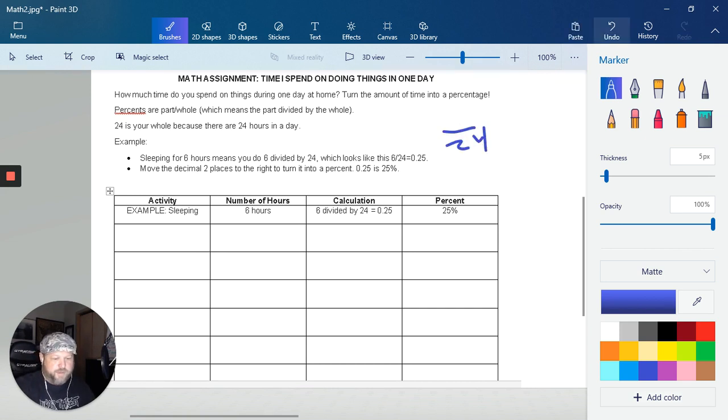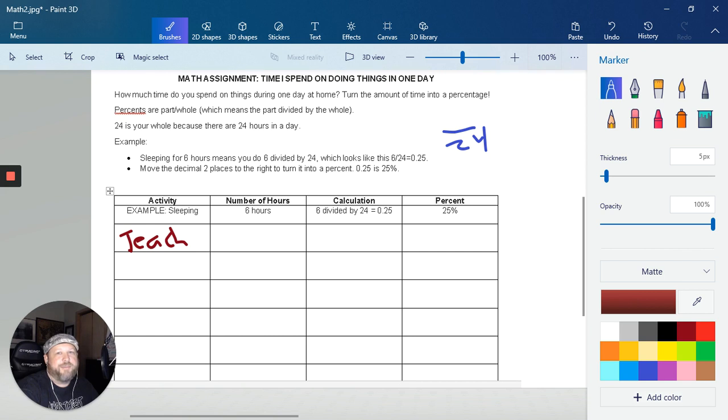All right, let's change colors. All right, so let's see. Our next activity of the day is, let's see, Mr. Skelton teaches. All right, what are you doing? You're teaching, okay? Teach. I'm going to put teach. How many hours have I been teaching?